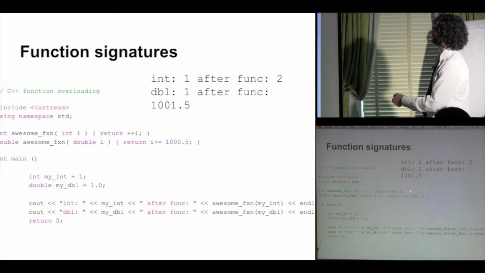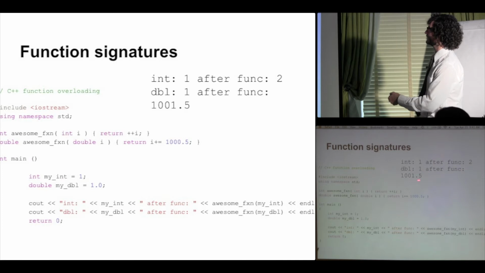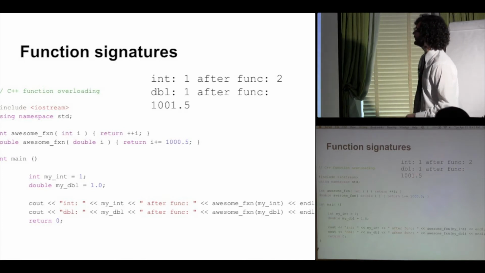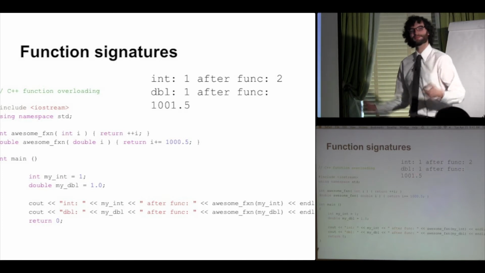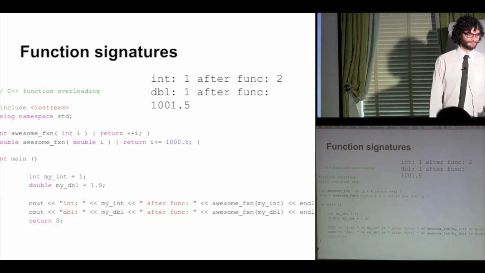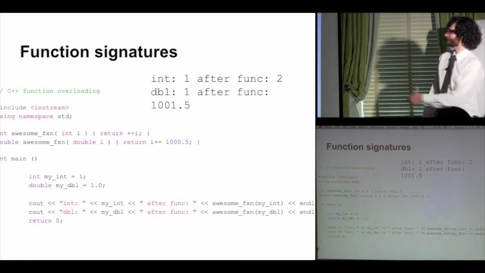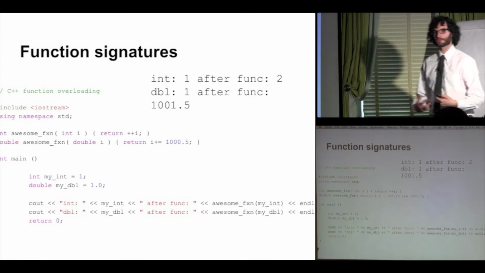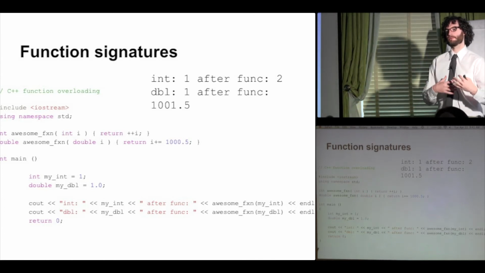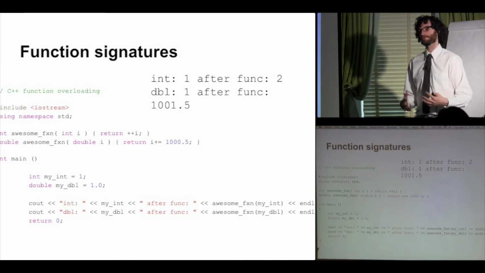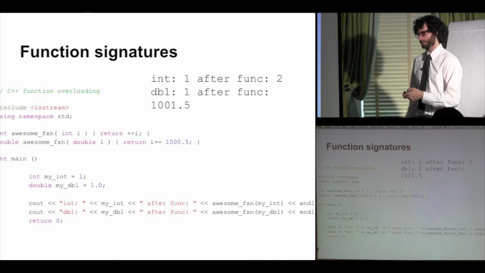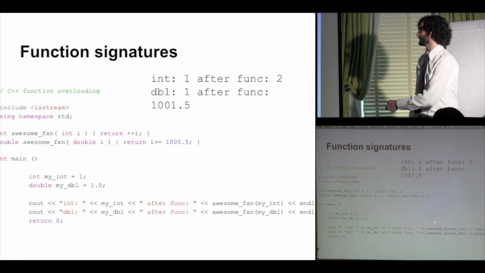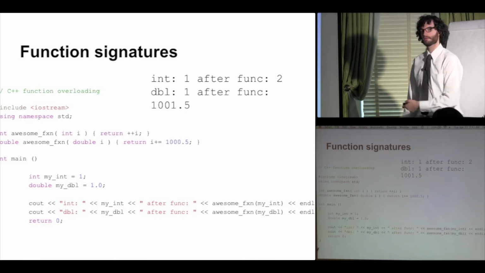So this is the output. Int 1 after func 2, double 1 after func 1001.5. So why does this work? These functions are named exactly the same, and it's because they take different types, so their function signatures are different. So as far as C++ is concerned, they are different functions, even though to the human eye, awesome function is the same name.